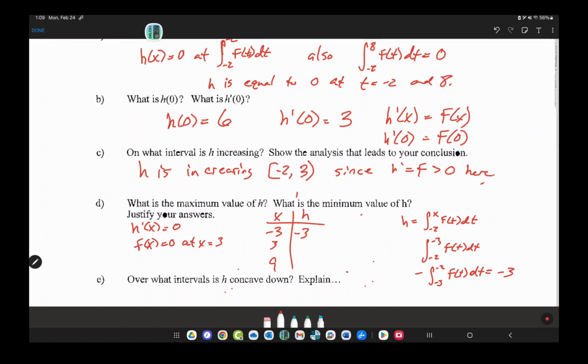All right. So what's the area from negative 2 to 3? 10.5. And what's the area at 9? Negative 3. Well, so therefore, yeah, that's the max value. And these two would be my min values.